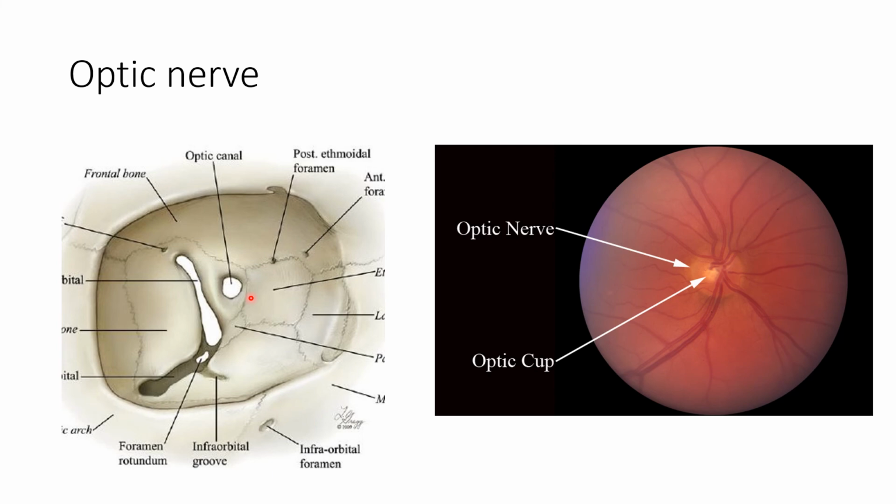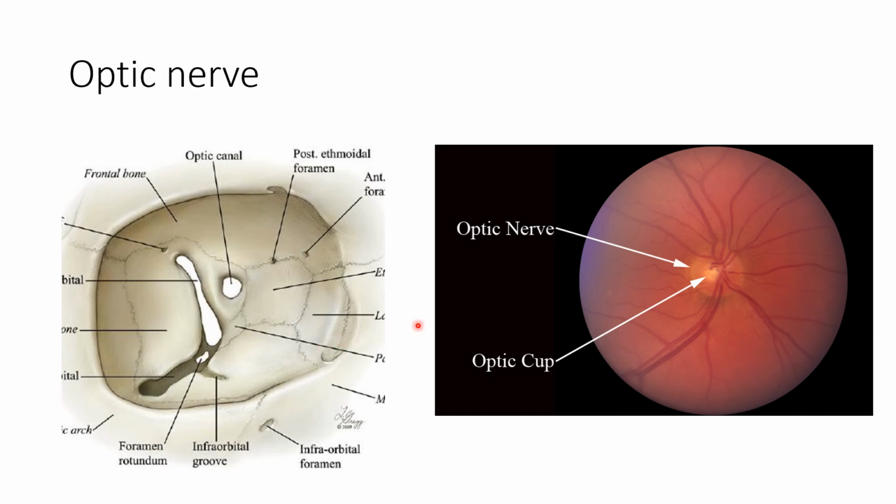Number three, the most important thing is the central artery and vein of retina pierce the optic nerve inferomedially 1.25 centimeter behind the eyeball. That is very important. Central artery and vein of retina pierce inferomedial. That is very important regarding this.